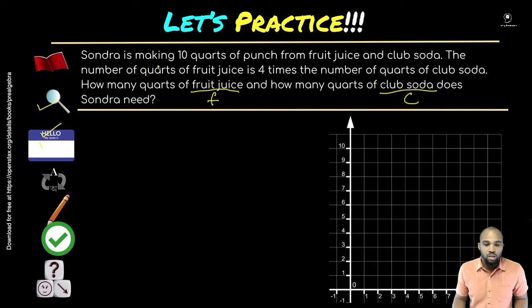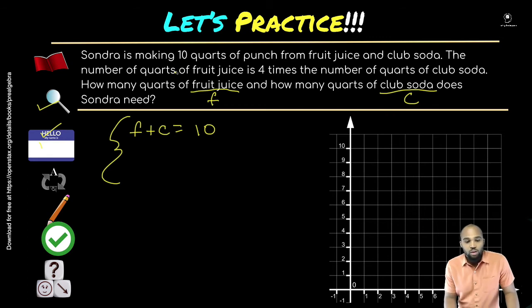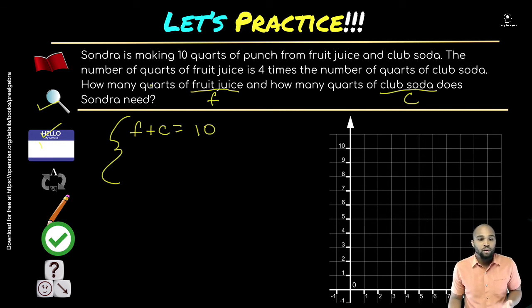So Sandra's making 10 quarts of punch from fruit juice and club soda. How many quarts of fruit juice and how many quarts of soda? So it's 10 quarts. She needs a total of 10. So F plus C is going to equal 10. Notice I'm not finishing the whole paragraph first. I'm just starting to piece a little bit at a time, because when you're given this much information at once, sometimes it can be tough to figure out where to start. Well, let's just take a little piece and start putting together what we know.